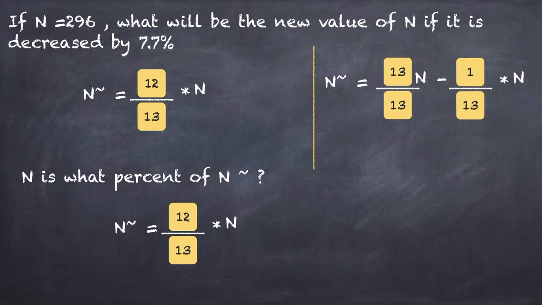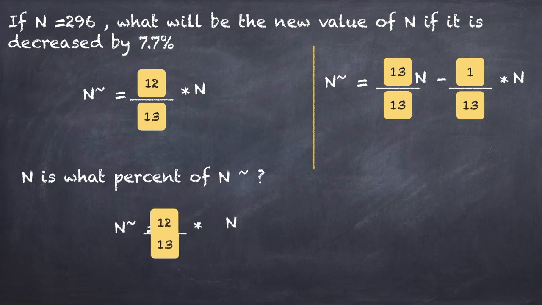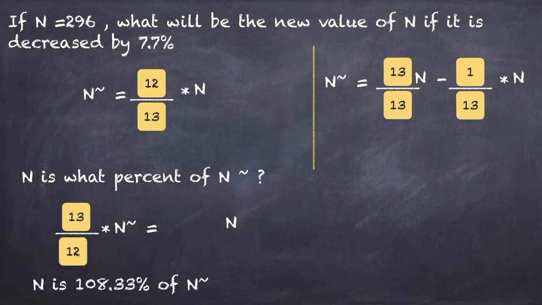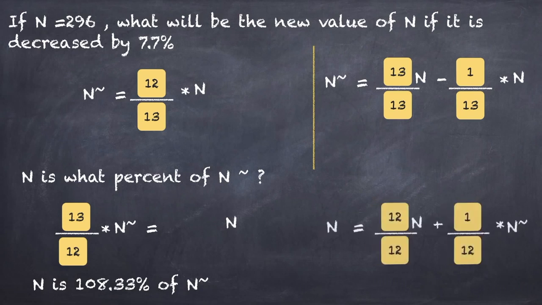N is decreased by 7.7%. And remember, this is also an excuse to revise a reciprocal. So 7.7 is 1 by 13. So n dash is 12 by 13 of n. All I have to do is flip the multiplying factor. It becomes 13 by 12 of n dash. And if I have to work it out, it will be 108.33% of n dash.